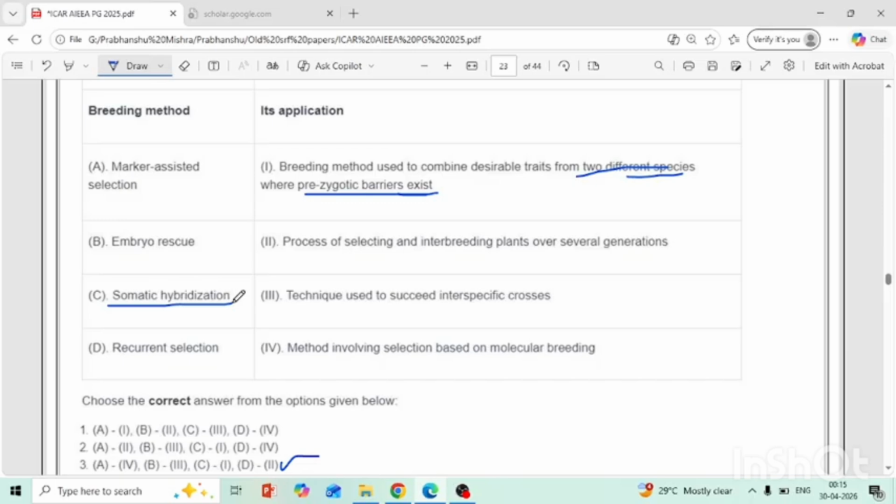Okay, so somatic hybrid is commonly used for those crops where the pre-zygotic barrier exists, means totally incompatible, pollination and fertilization will not happen. In that condition, it is used in wide hybridization.